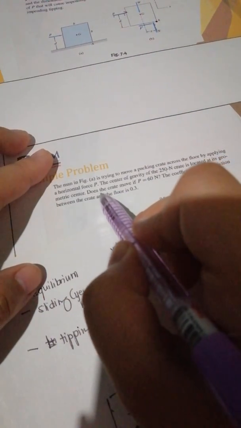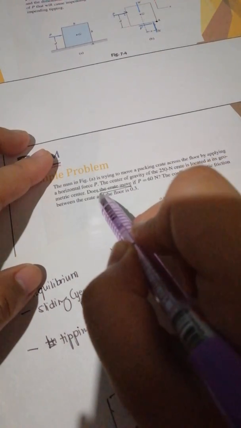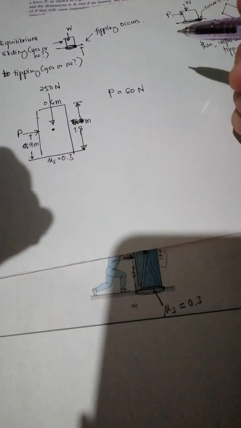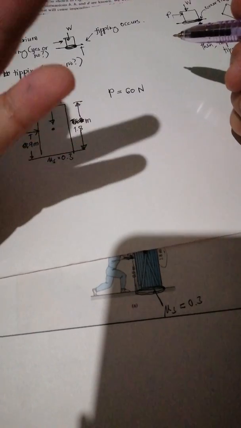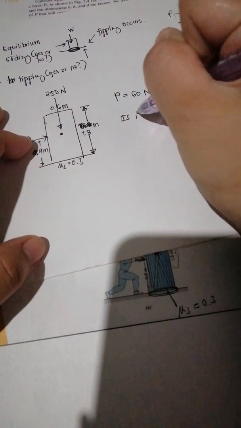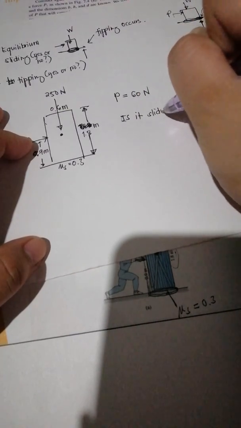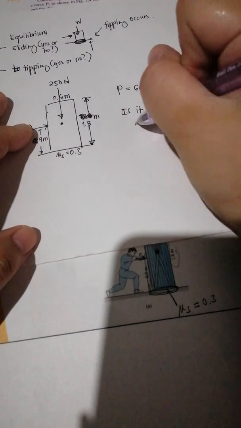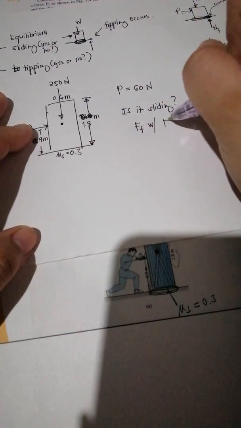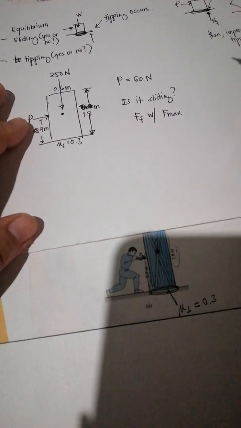Next. Our question here is, does the crate move? When it's asking for the movement, whether it moves or not, there are two things we have to check. Is it sliding, and is it tipping? Okay. Now, with the question, is it sliding? It's when we compare F actual with the maximum static friction.